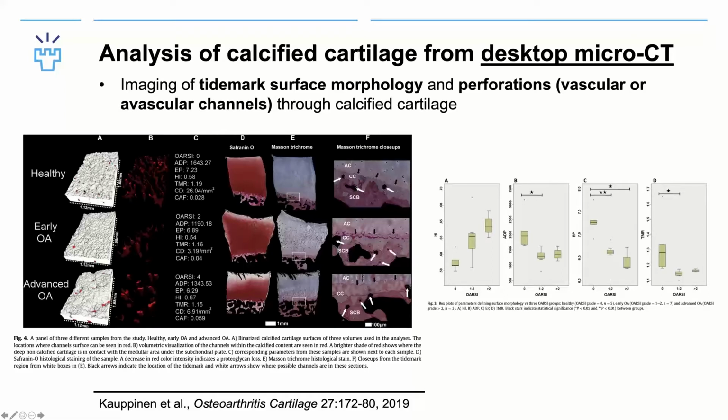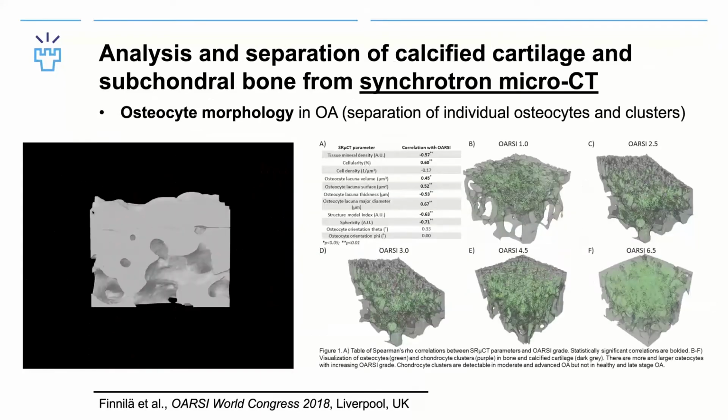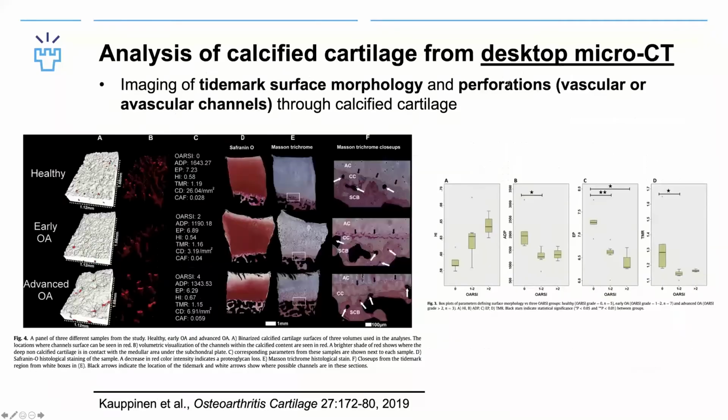So these perforations mean these kind of channels which might contain vessels, or they might also be some other channels, maybe even some nerve channels, especially in the deeper part of the bone plate. So you can see these channels with micro-CT, and you can analyze how many channels you have in different disease stages. This is what you can do with micro-CT, and especially it's good to remember desktop micro-CT, so basically the device that we have in Oulu and many others have in their labs.